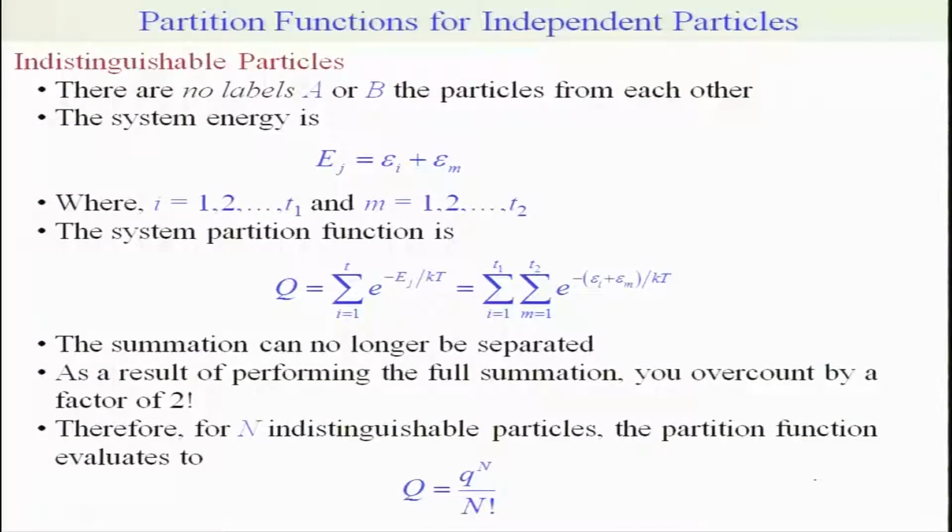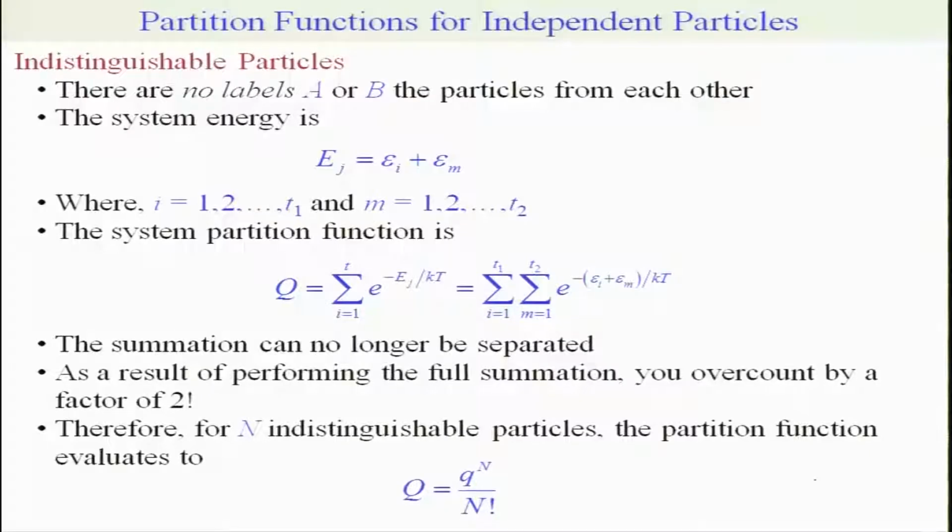Now let us consider the complexity when you cannot segregate, as with distinguishable particles. When the particles are indistinguishable, then you cannot put any labels A and B because the particles are not distinguishable. So, though the energy of the system will still be like this, you cannot segregate. You can write out this E as this, and here i can also vary from, let us say, 1 to T1 and this 1 to T2, but the summation no longer can be separated.